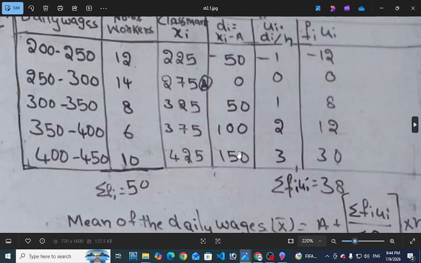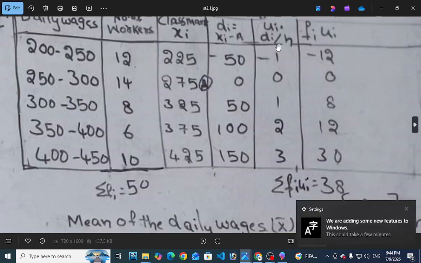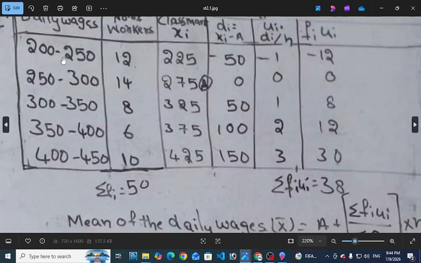If we observe the deviations, they are large in size. The values are also large. That's why we are going for the step deviation method, that is ui equals di by h. Here h is the width of the class. 250 minus 200 equals 50. 50 is the width of the class, that is h. Then ui equals di by h.